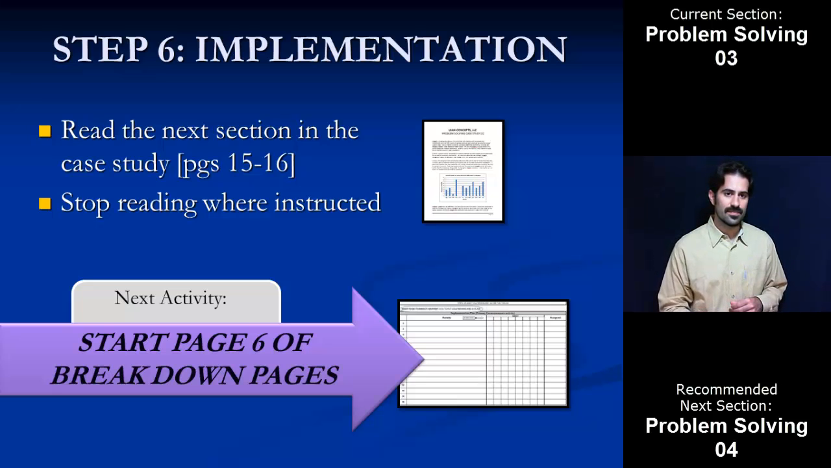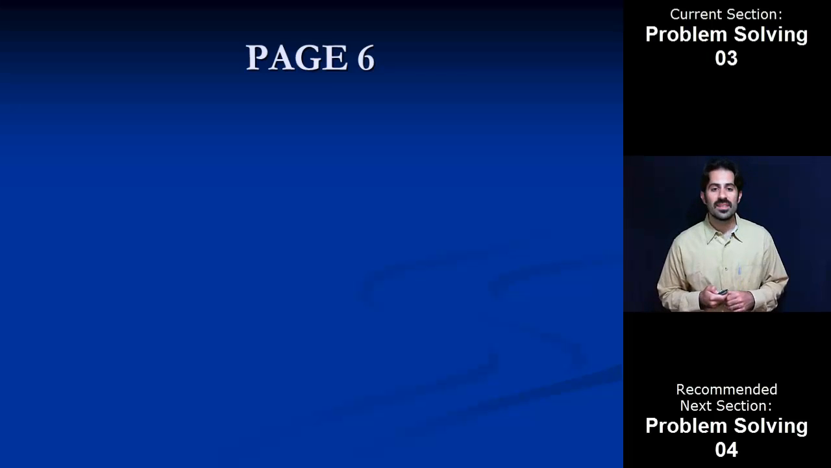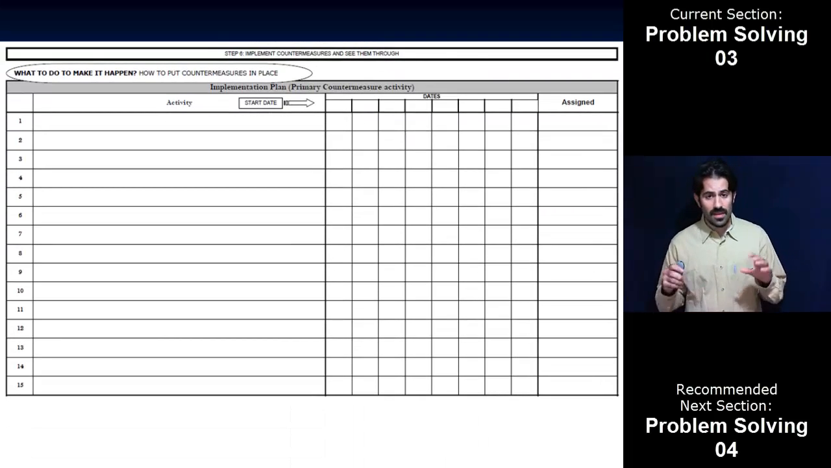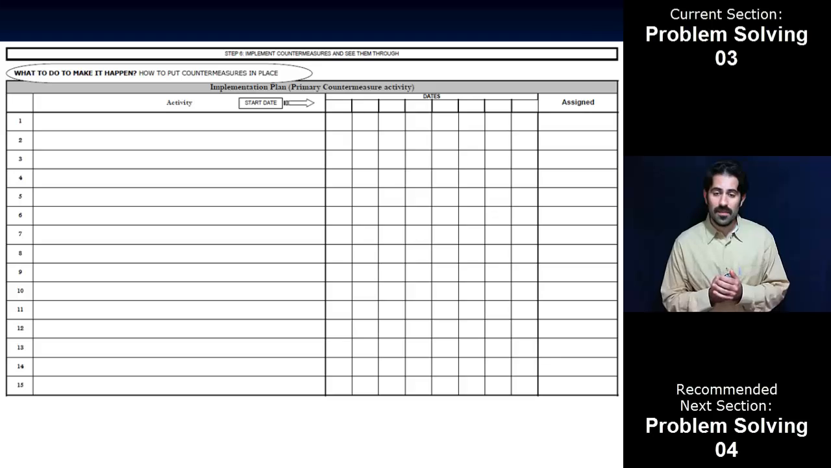And pulling up page 6. And this is a template for a countermeasure implementation plan. Again, like the containment plan, change it however you like, whatever suits you, but there's a couple key bits of information on it that it's important to keep.